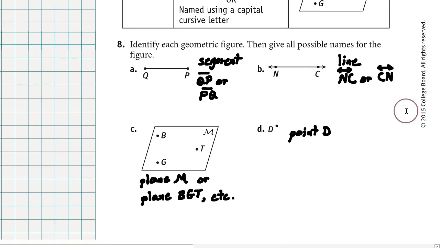Number 8, identify each geometric figure and give all possible names for the figure. So question A, this is a segment. We could name it segment QP or segment PQ.